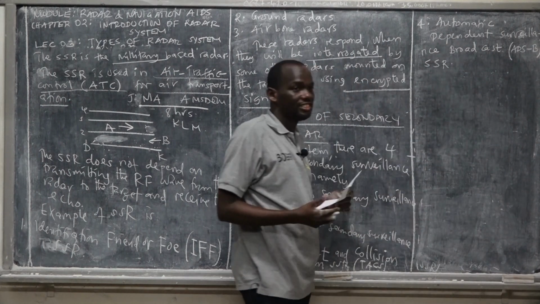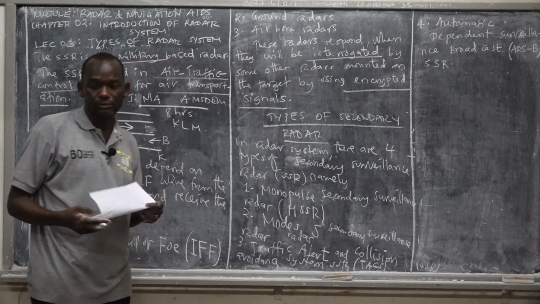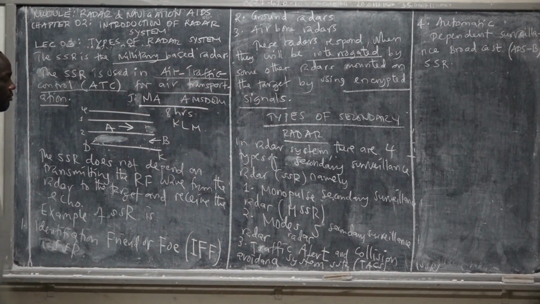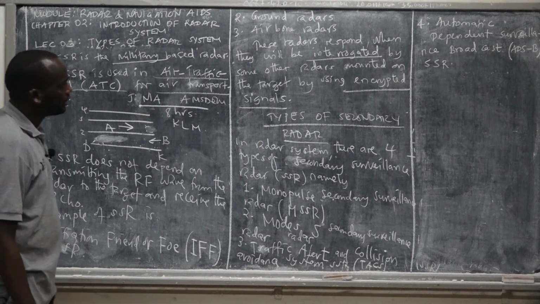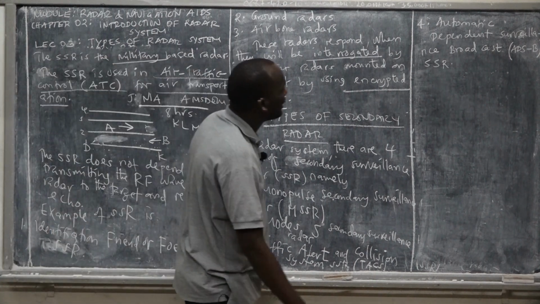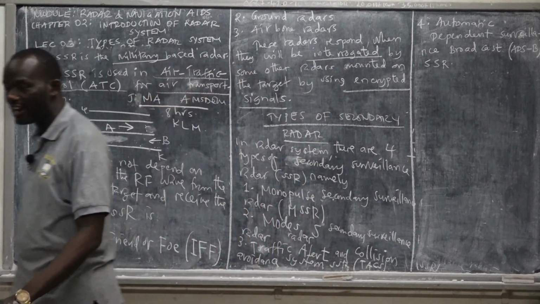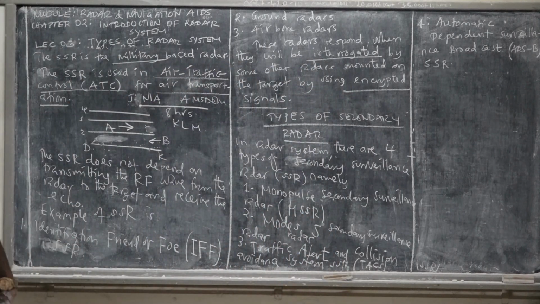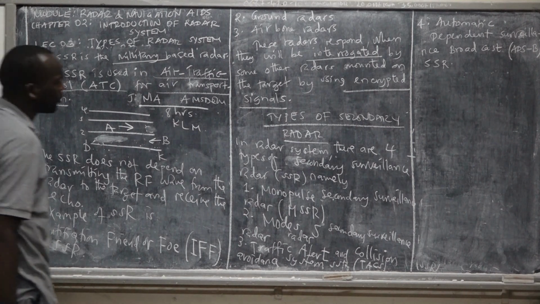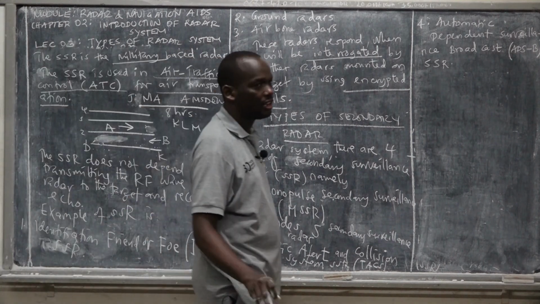So this is the fourth type of secondary radar. Say automatic dependent surveillance broadcasting secondary surveillance radar. Again, say automatic dependent surveillance broadcasting secondary surveillance radar.